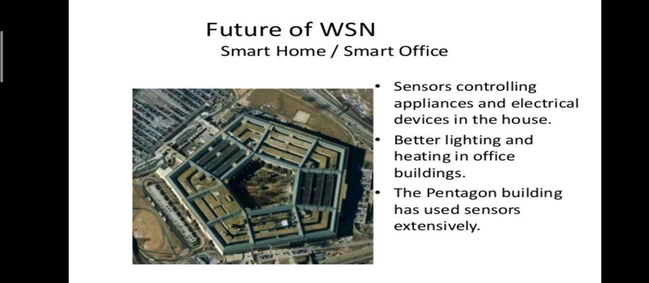Here we see the future of wireless sensor network, also known as smart home or smart office. Sensors controlling appliances and electrical devices in the house. There are better lighting and heating in office buildings. Here we see a pentagon shaped building in the figure which has used sensors extensively, and hence we can improve our technology and get maximum data at the highest speed possible.